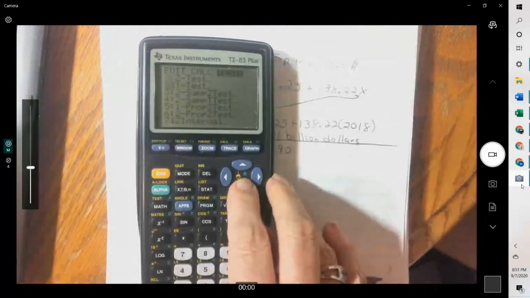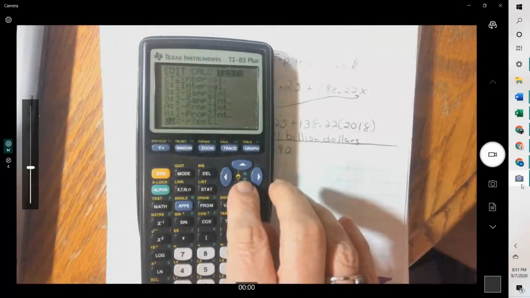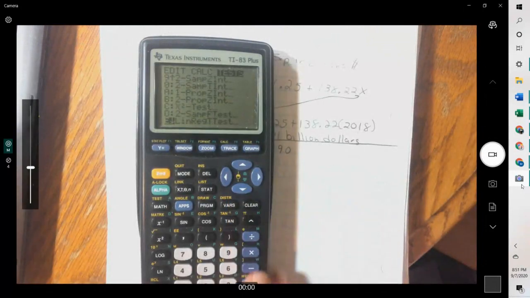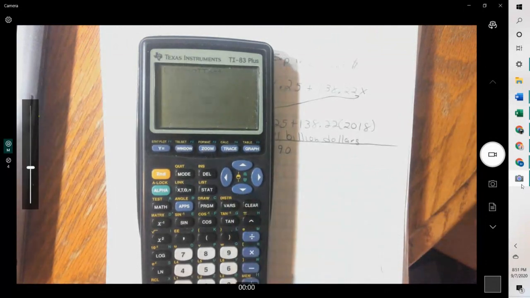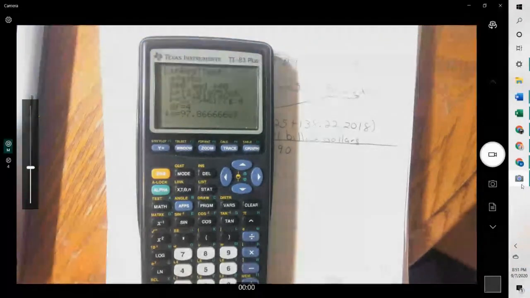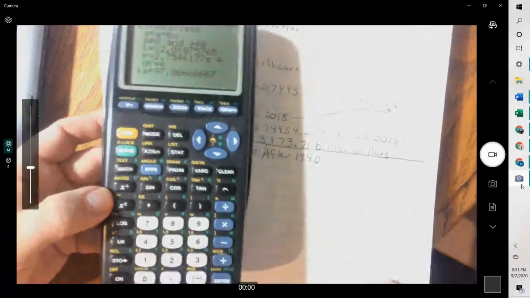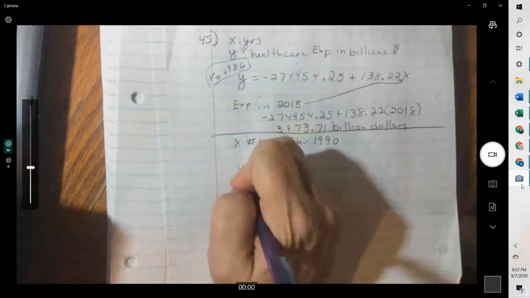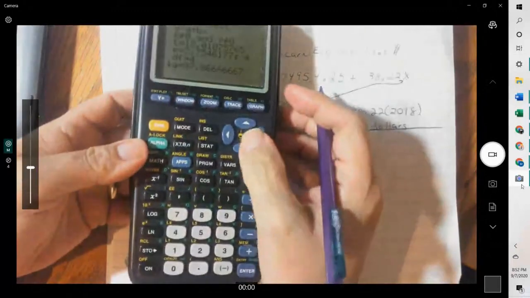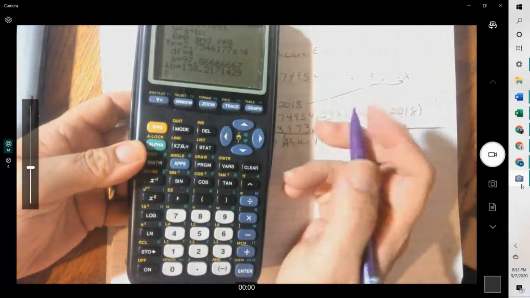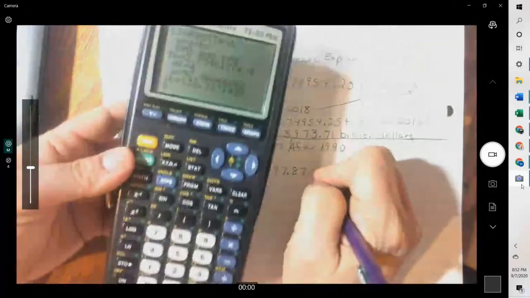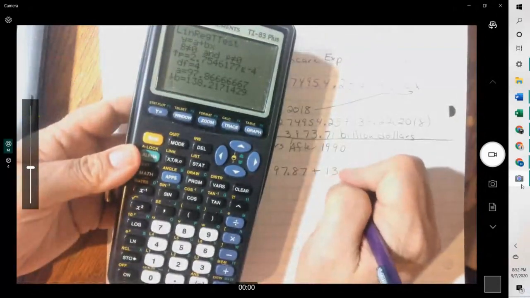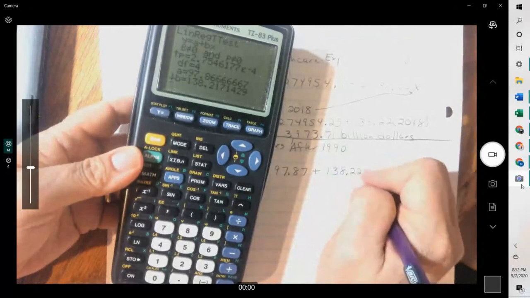And then Stat, Test, in your regression, go down to Calculate. Notice our numbers are a little bit smaller. Oh, actually a lot smaller. So y equals 97.87 plus 138.22x.